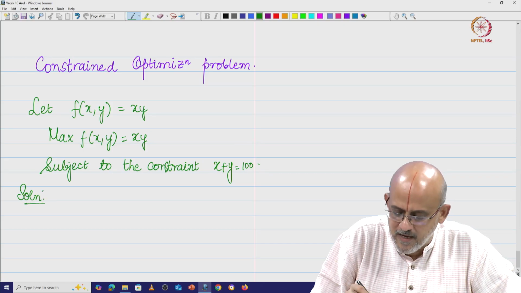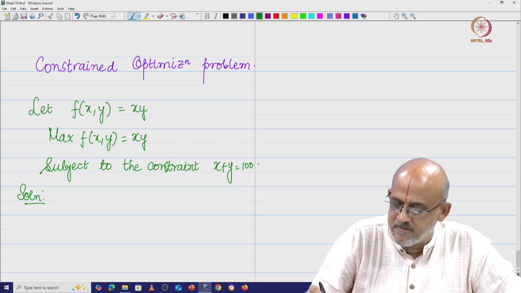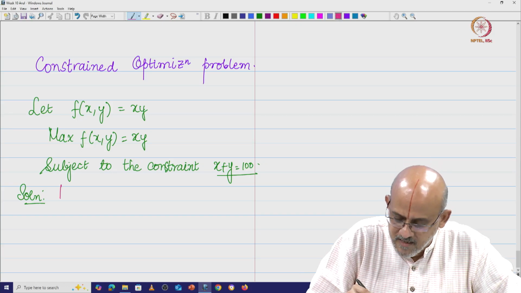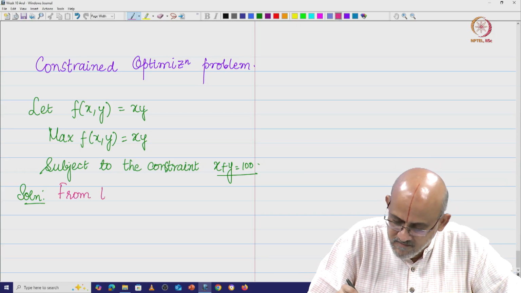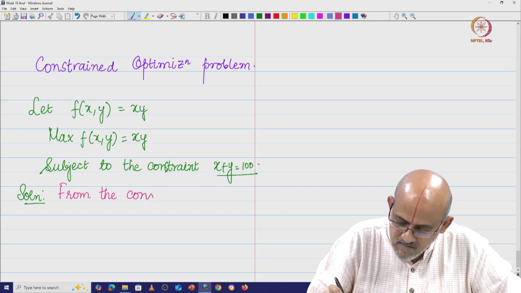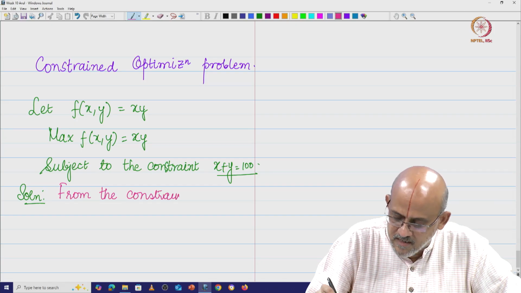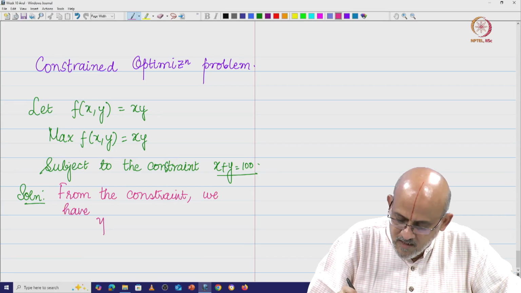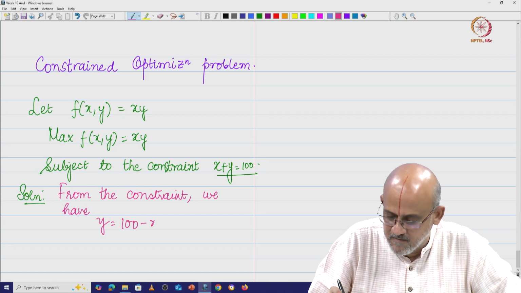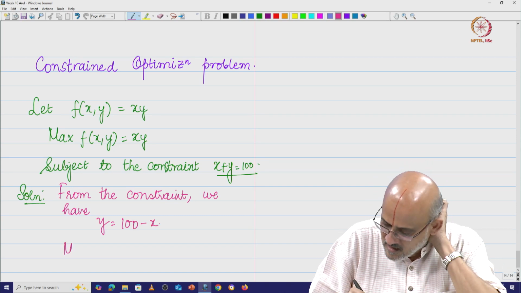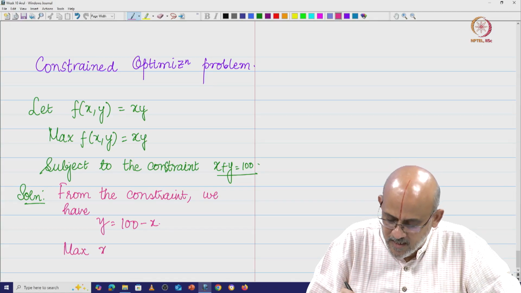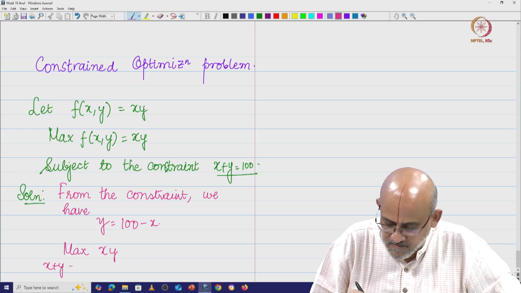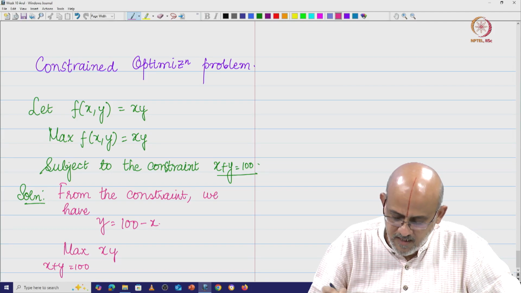I have this function xy which I want to maximize, and from this constraint I can write y is equal to 100 minus x. So, from the constraint we have y is equal to 100 minus x. Now what am I supposed to do? I want to maximize xy subject to the constraint x plus y is equal to 100, but y is equal to 100 minus x.